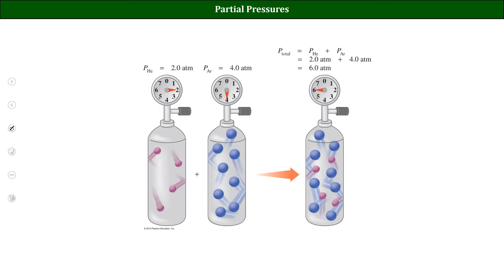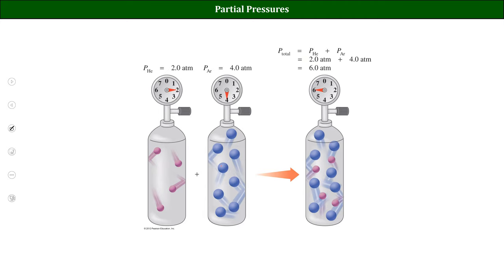Right, so if we had a system that has two atmospheres of helium and another system that has four atmospheres of argon, and we mix them together, our total pressure is literally just adding the two separate pressures together. The helium and the argon aren't really interacting with each other, so we just treat them like they're the same molecule for all intents and purposes.